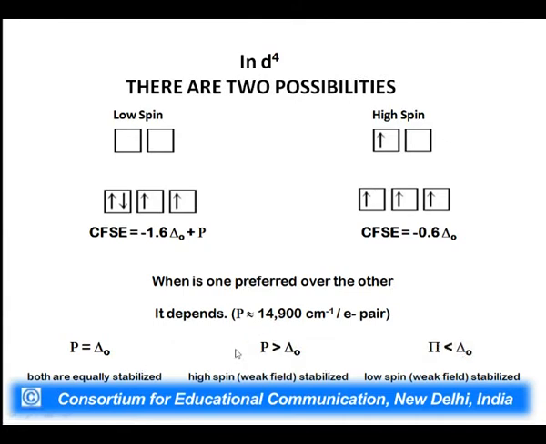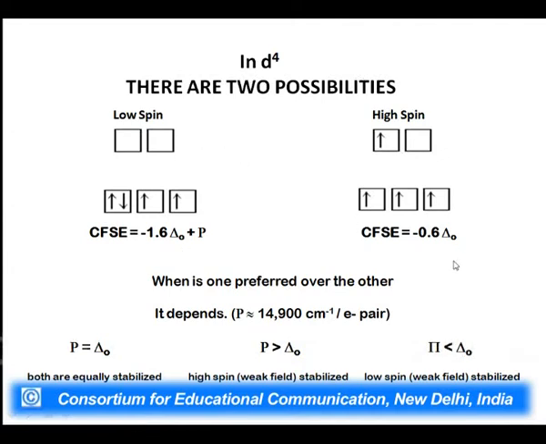If the pairing energy is more than del O, in such a case, a high spin weak field complex will be stabilized, and if it is low spin, that means the P is less than del O, then in such a case, we will see that this kind of low spin situation results.